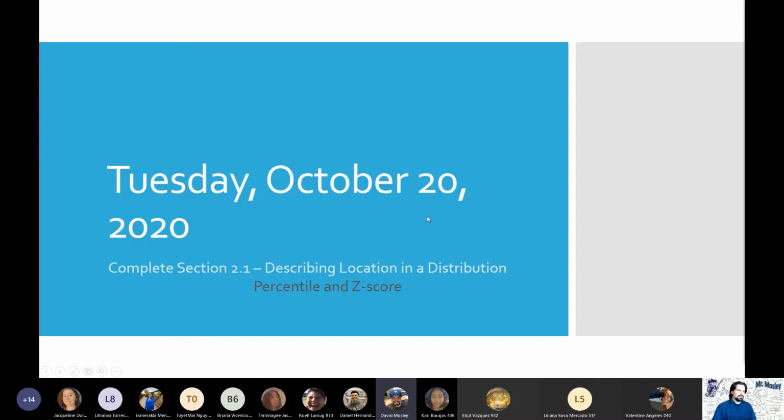All right, it is Tuesday, October 20th, 2020, and we'll be completing section 2.1 from the text about describing location in a distribution. So we'll review percentile and z-score and talk about transformations. All right, so here we go.